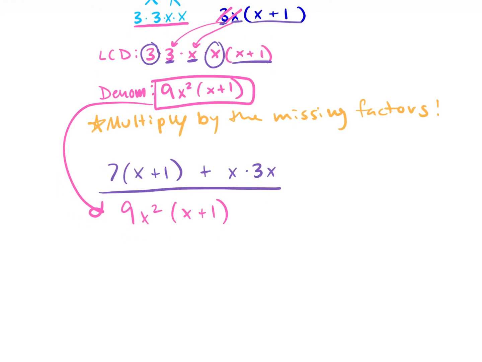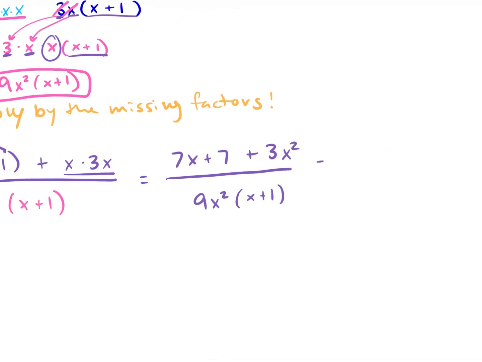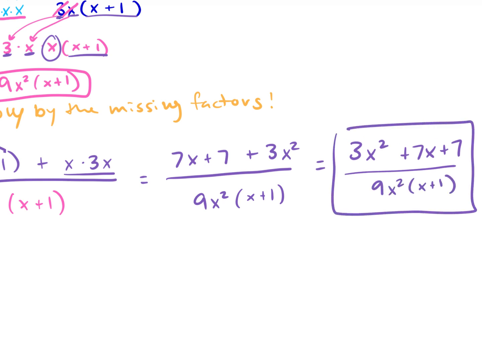We're going to simplify the top now. How would I simplify the top? Perfect. We just got to distribute and multiply. So this would be 7x plus 7 plus 3x squared over 9x squared times x plus 1. And then I'm just going to rewrite this in standard form, so I'm reordering the top. So I have 3x squared plus 7x plus 7 over 9x squared times x plus 1. So this would be our answer.